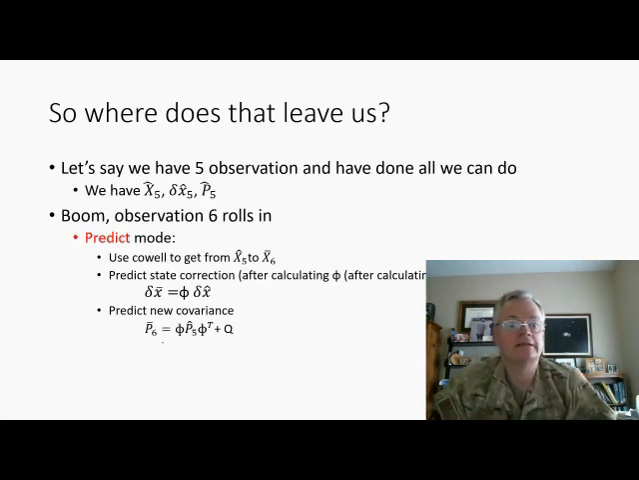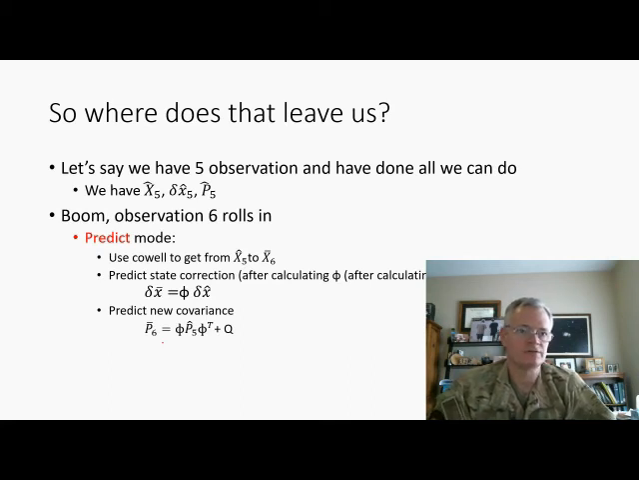So where does that leave us? All right, so I'm going to actually use numbers instead of K's and N's. Let's say that we are at observation 5 and we've processed everything behind us and it's as good as it's going to get. So in other words, we have a state vector at 5, we have the correction to the state vector to get us there, and we have a covariance matrix at state 5, all finalized, all calculated and done. That's why they have a hat. And then boom, observation 6 rolls in.